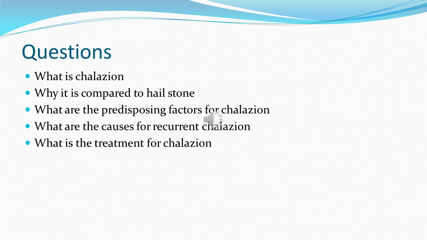Questions: what is chalazion? Chalazion is a non-infective granulomatous fibro-fatty lesion in the meibomian glands. Why is it compared to a hailstone? Because when a hailstone drops onto the floor, we can't pick it up very easily, it slips under the finger. Similarly, when we palpate this lesion through the skin, it slips freely under the skin. That's why it is called the hailstone.